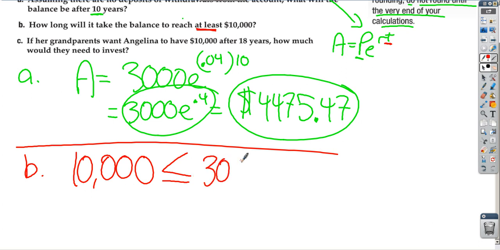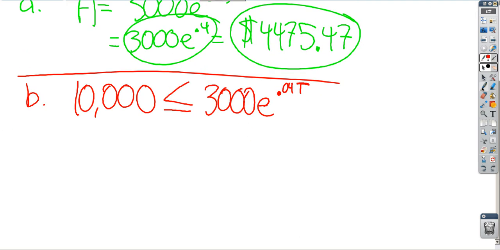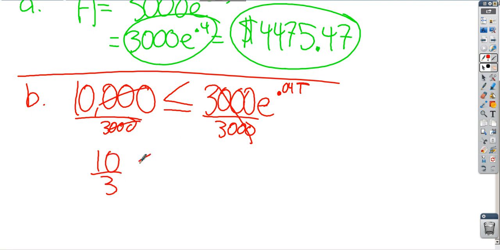Same amount of money we invested, 3,000. We get the same rate, 0.04. We don't know what T is though. I'm going to use a capital T so it doesn't look like a plus sign. Now we're going to solve this like we've solved the other equation. We first divide by 3,000, so those zeros will cancel, and we're left with 10 over 3. We don't want to round yet. So e to the 0.04 times t.